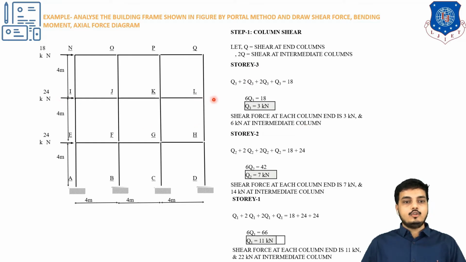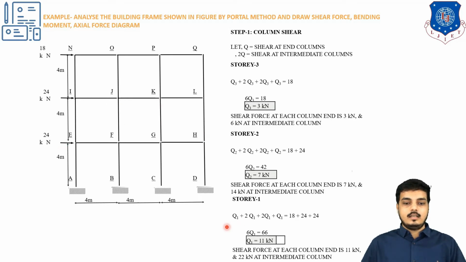Now we come to story number 2. Here the same formula, Q2 plus 2Q2 plus 2Q2 plus Q2. Now the forces will be accumulated. So this is my 18 kilonewton plus 24 kilonewton, so it will be 42 kilonewton. So 6Q2 equals 42, so Q2 equals 7. So over here and over here the forces will be 7, and at the intermediate it will be 14.